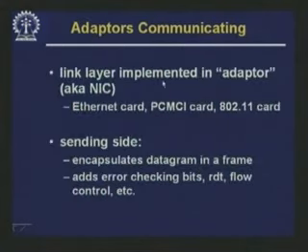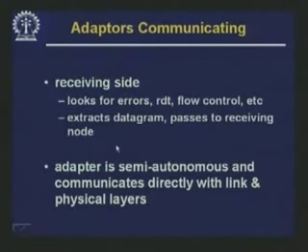So, as I said, the link layer is implemented in the adapter, also known as NIC. Examples are the Ethernet card, PCMCIA cards, which may be there in laptops, and 802.11 cards which are used for wireless LAN connection. On the sending side, we encapsulate the datagram in a frame and add error checking bits, RDT, flow control, etc. On the receiving side, it looks for errors, flow control, etc., extracts the datagram and passes it to the receiving node. The adapter is semi-autonomous and communicates directly with the link and physical layers.